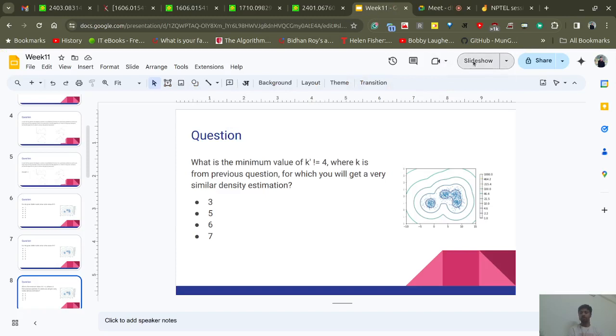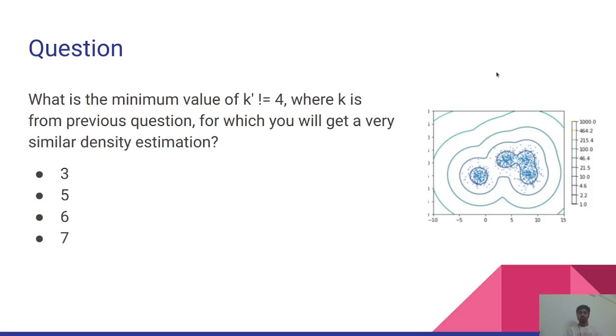Okay, I got one answer. Show the questions. I got one answer, and would anyone like to answer? We have four clusters, and we want a minimum value so that we get very similar clusters, but k should not be equal to 4.